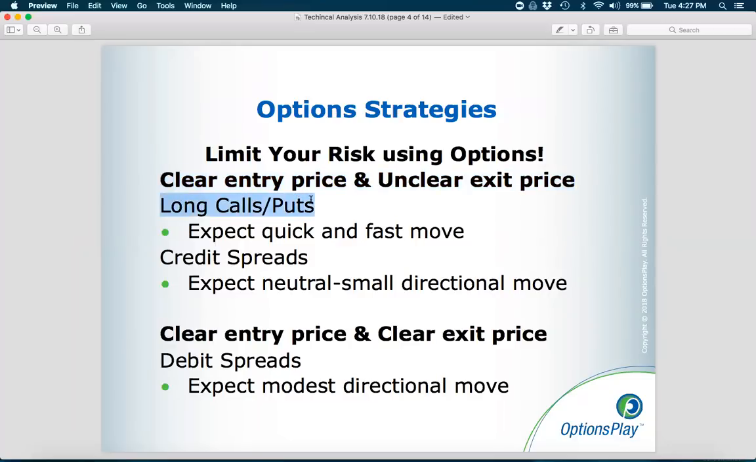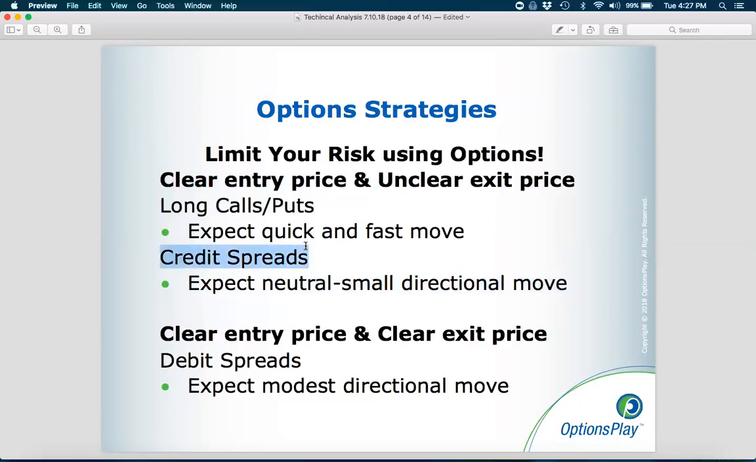So meaning a strategy that allows you to take unlimited upside or unlimited downside on an individual stock. This is a strategy that you would utilize when you expect a quick and fast move in the underlying stock or ETF. The second type of strategy that you can deploy when you have a clear entry price but an unclear exit price is credit spreads. But this is more useful for when you expect a neutral or small directional move. So if you think that the stock is going to move a little bit higher, but not a significant move, but you do think that there's going to be a small move in one direction, you're better off trading credit spreads in that specific scenario.